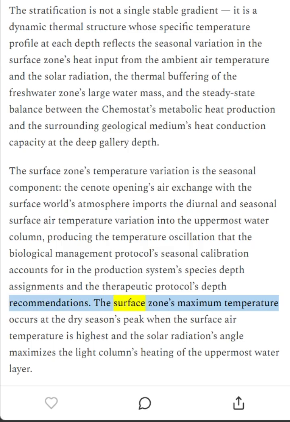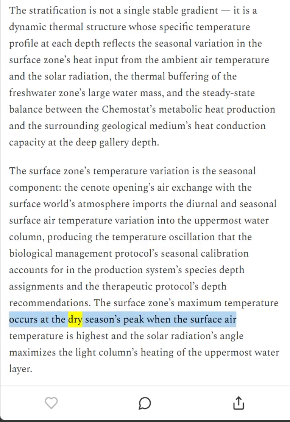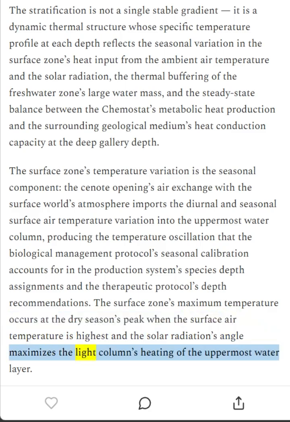The surface zone's maximum temperature occurs at the dry season's peak, when the surface air temperature is highest and the solar radiation's angle maximizes the light column's heating of the uppermost water layer.